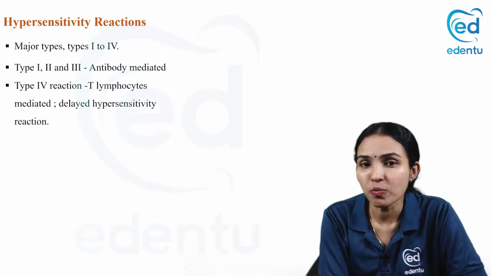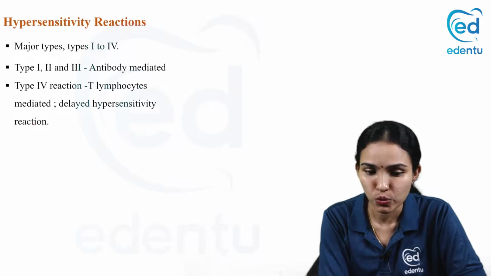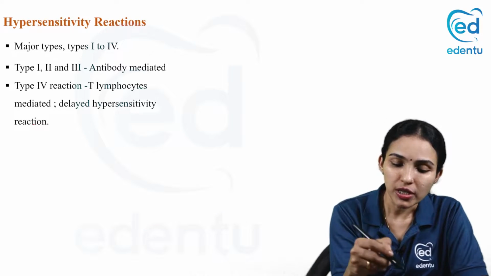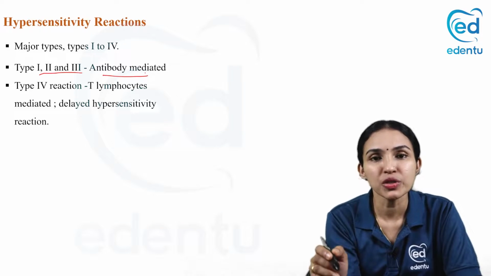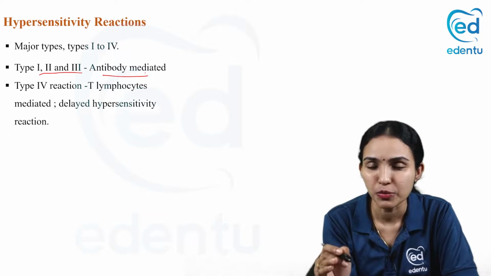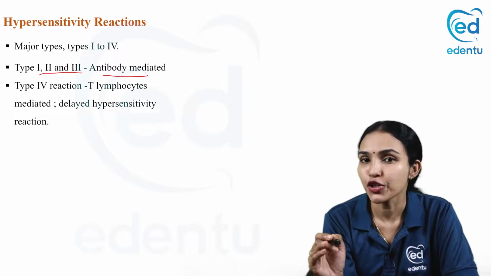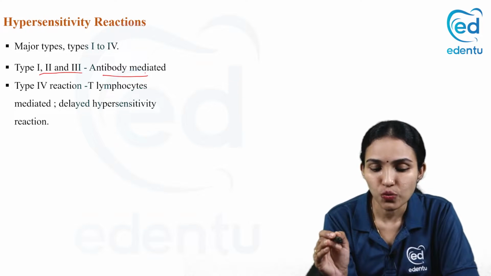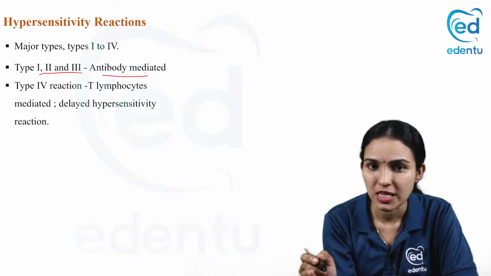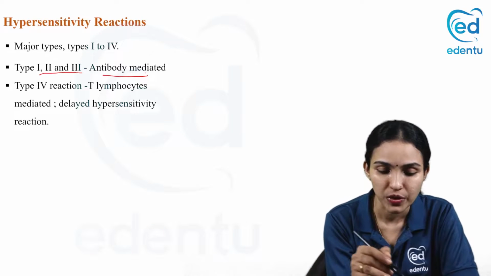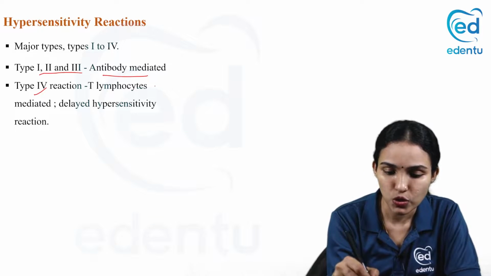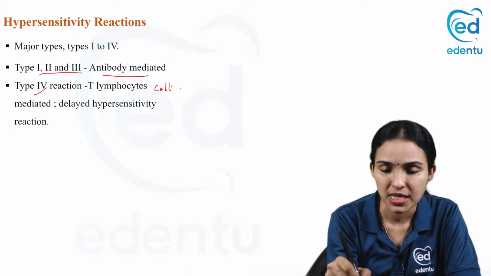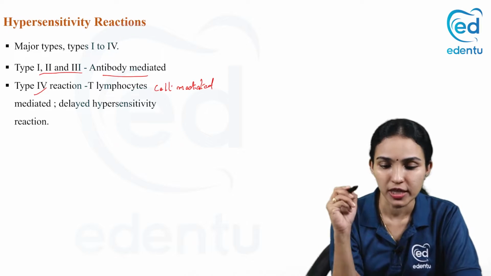So we have four major types of hypersensitivity: 1, 2, 3, and 4, of which 1, 2, and 3 are antibody mediated. We know immunity is of two types, humoral immunity and cell mediated immunity. Humoral is antibody mediated. So the first three reactions are mediated by antibodies, whereas the fourth reaction is T lymphocyte mediated or cell mediated. It is only type 4 hypersensitivity which is cell mediated. All others are antibody mediated.